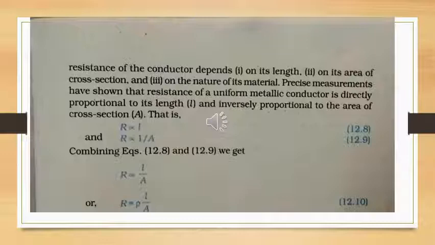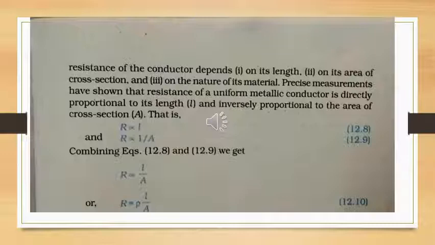Precise measurements have shown that the resistance of a uniform metallic conductor is directly proportional to the length. Means as we increase the length, resistance increases, and it is inversely proportional to the area of the cross section. Means if the area of the cross section is less, the resistance is more. That is, R is proportional to L. Resistance is directly proportional to the length. And R is inversely proportional to A, means it is written as 1 upon A, that is area.